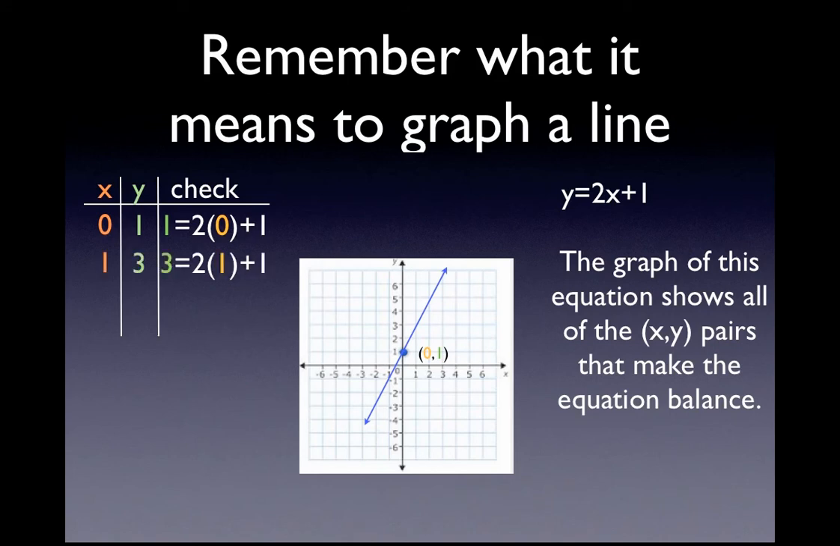I can do this with some other xy pairs. When x is 1, y is 3. That also makes the equation balance, and so the point 1, 3 is on the blue line. 2 and 5 for x and y also make the equation balance, and so the point 2, 5 is on the line. You can see that we could keep going forever and ever with xy pairs that make the equation balance. All of those pairs that make the equation balance are going to fall along this straight blue line.